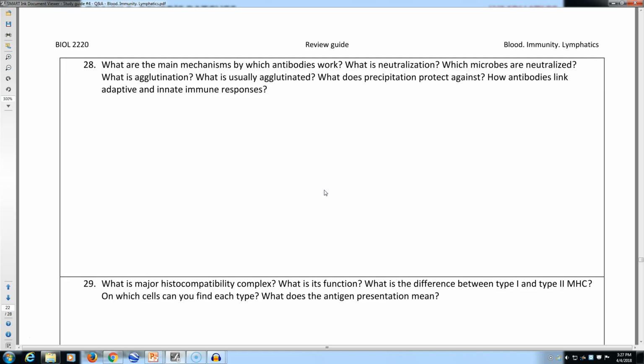Mechanisms of antibodies, how they work. Again, I want to remind you about opsonization. Neutralization, agglutination, precipitation. Are we familiar and comfortable with these terms? Do you understand what happens during each? Can antibodies kill the cells? No, they can't. Can antibodies that are bound to the pathogen activate the complement? Yes, they can.